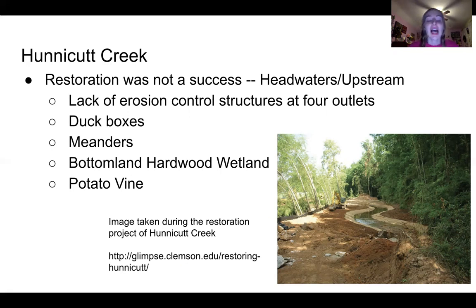I don't know. But here's an image taken during the restoration of Hunnick Creek, and you can see they're adding some meanders in through different water structures. So that is my midterm.